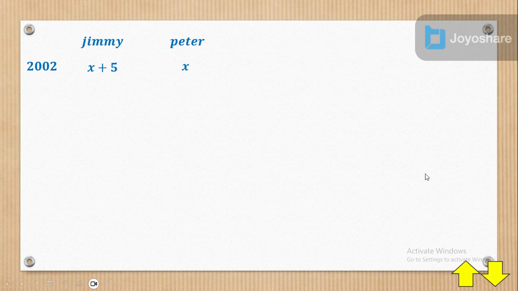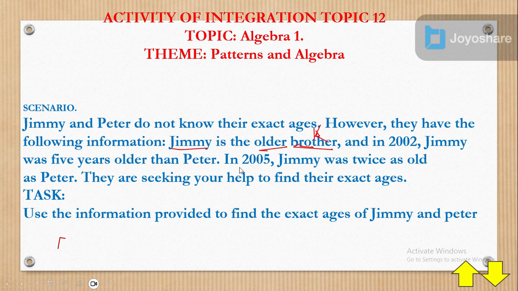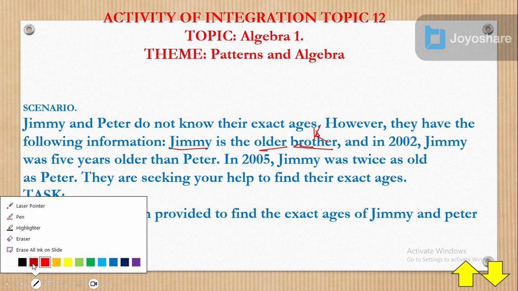Now let's move on. How about in 2005? Now in 2005, what happened here? Okay, in 2005, Jimmy was twice as old as Peter. Now there is something you must notice here before we go any further. As you're moving, in fact, let me go back here.